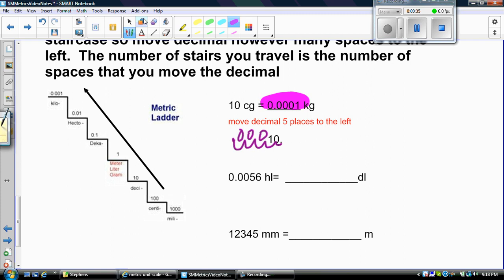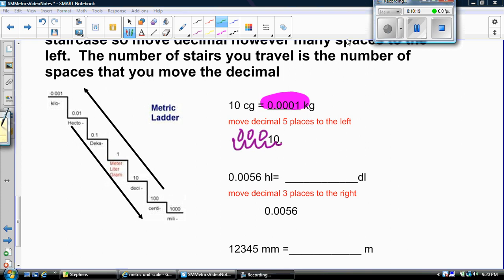Okay, so let's do the next example. I have 0.0056 hectoliters, and I'm going to convert that to deciliters, not decaliters, because deca has the K, but deciliters. So I'm going from large to small. When I go from large to small, I'm moving down the ladder. So I'm going to move my decimal to the right, however many stairs I go down. Let's look at how many stairs we go down. We're at hectoliter. We're going to go 1, 2, 3 to deciliter. So I'm going to move my decimal 3 places to the right.